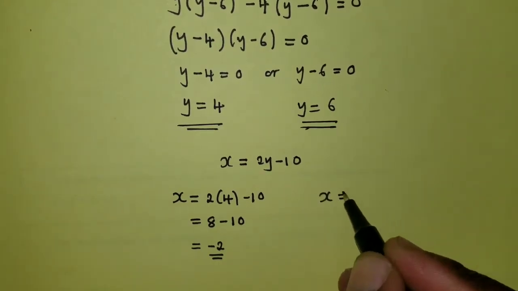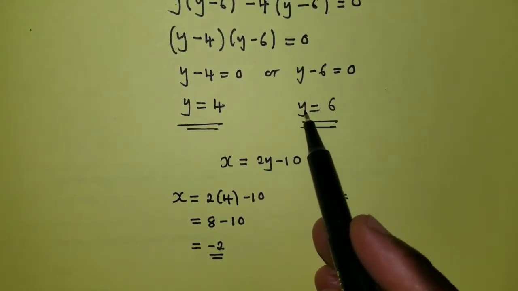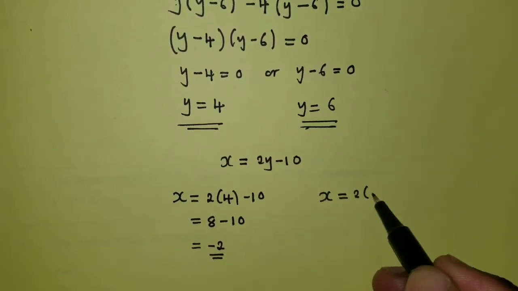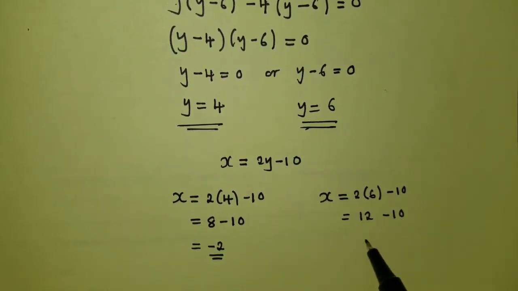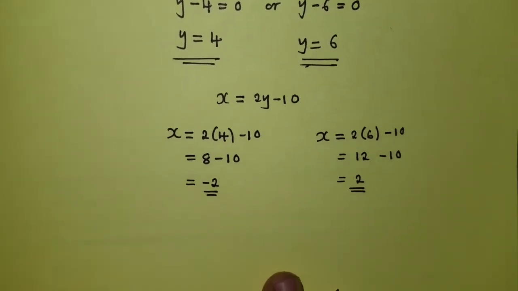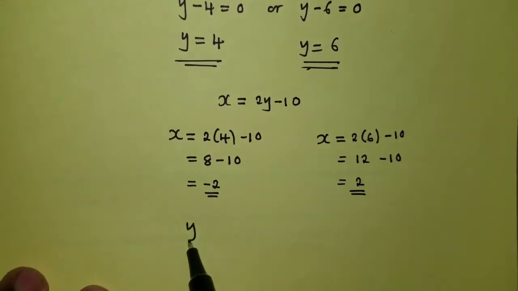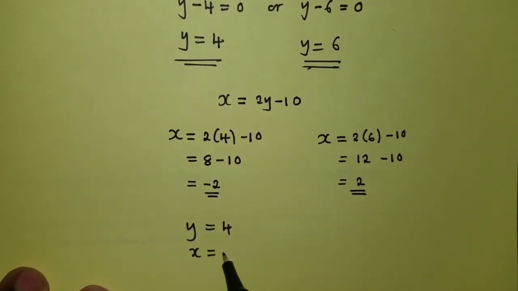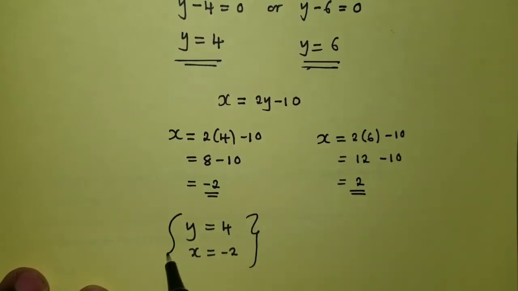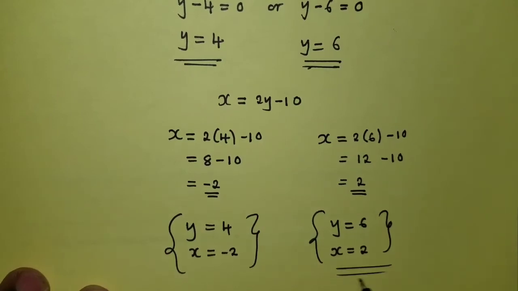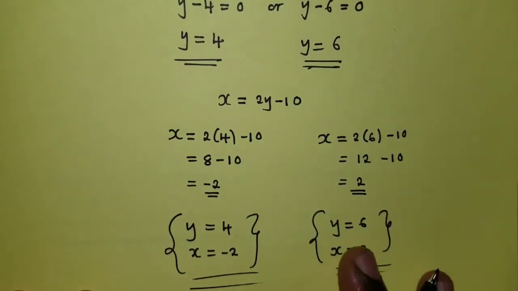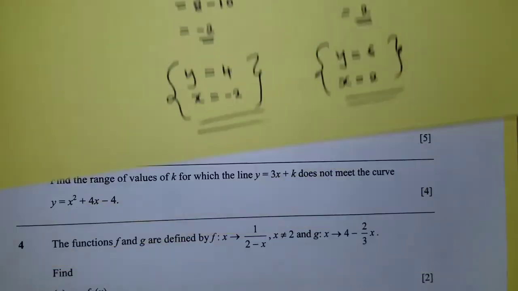So the other side, or on the other end, which is y is equal to 6, we shall substitute a 6 here. We're getting 12 minus 10. We're getting a 2 as our x. So these are the two solutions: y is equal to 4 when x is equal to negative 2, and on the other hand, y is equal to 6, then x will be equal to 2. So these are the four solutions of this given question right here, question 2.